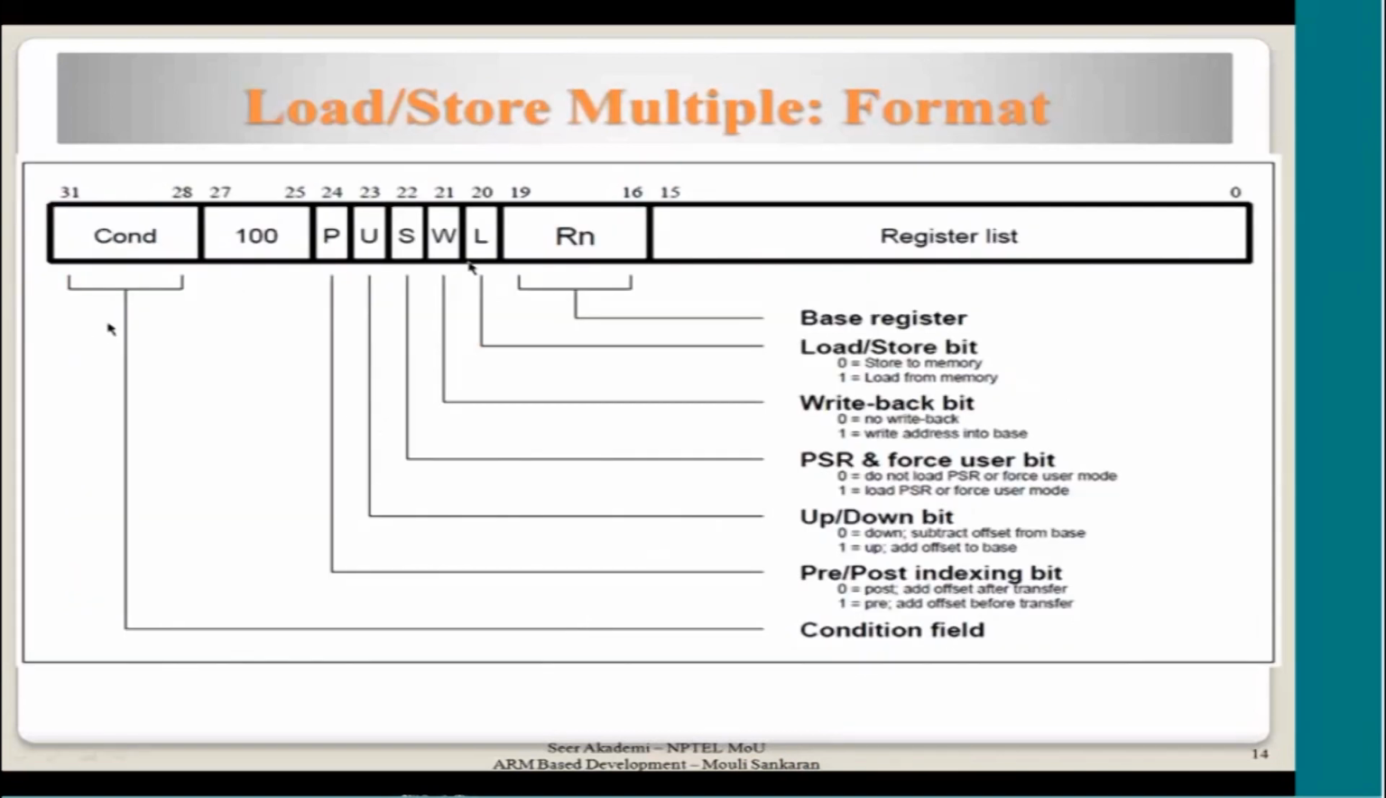Okay, so we don't have to spend too much time here. The conditional code is here as usual, and there is a special 100 which is meant for this. And then you have seen most of them, whether pre-indexing or post-indexing, whether the memory is going up or down. And then there is one special bit here which I will talk about.